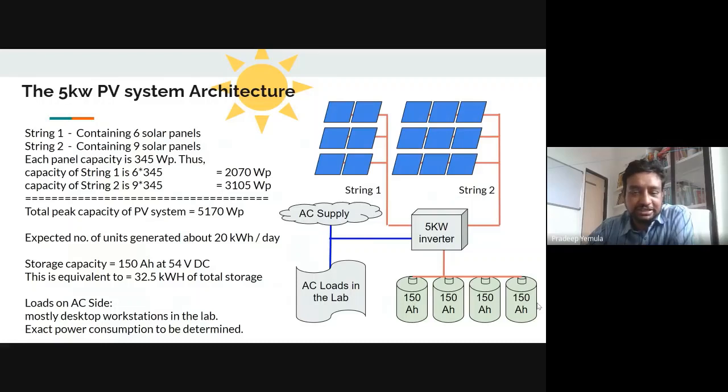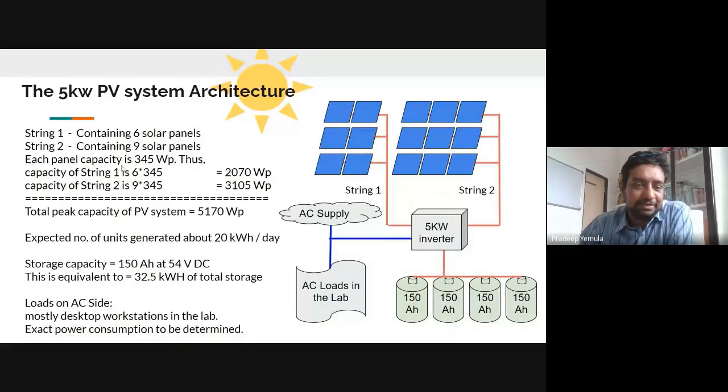So what is the architecture? The architecture is like this. We have string 1 and string 2. I mentioned 15 panels. The 15 panels are divided into 2 strings, so you read one by one. String 1 containing 6 solar panels, string 2 containing 9 solar panels. So there are 6 here and 9 here.